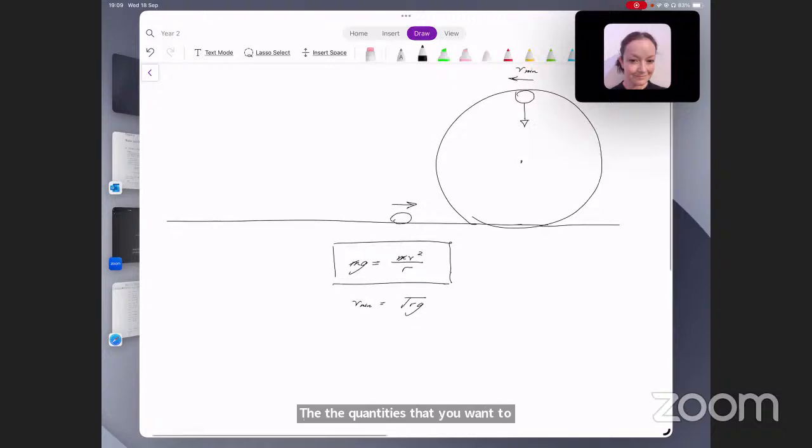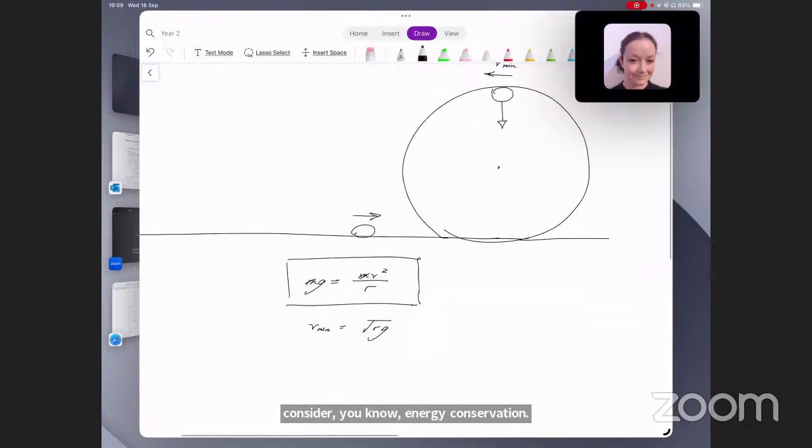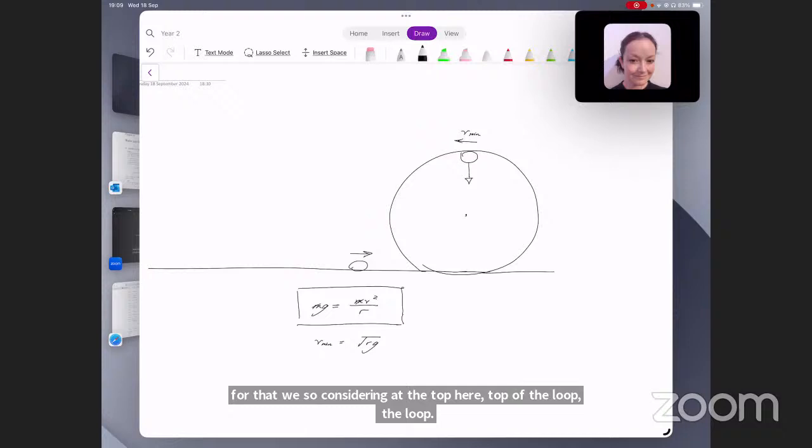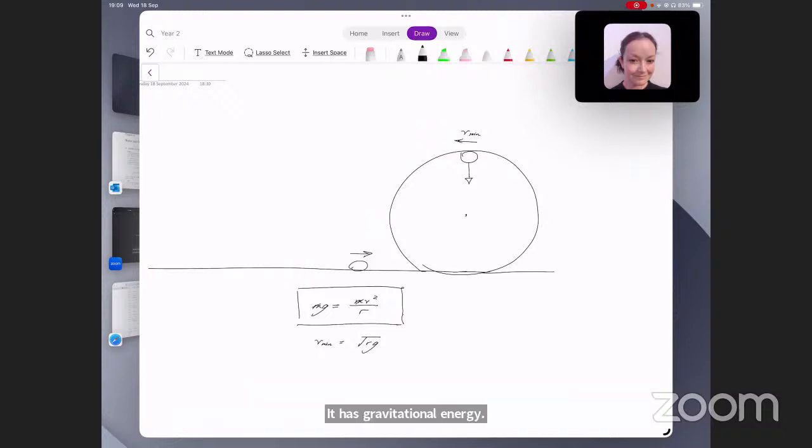So now consider energy conservation. At the top of the loop, it has gravitational potential energy, and it also has the kinetic energy from its speed. And at the bottom, initially, before it goes onto the loop, it will have just the kinetic energy if we set the GPE here as 0.